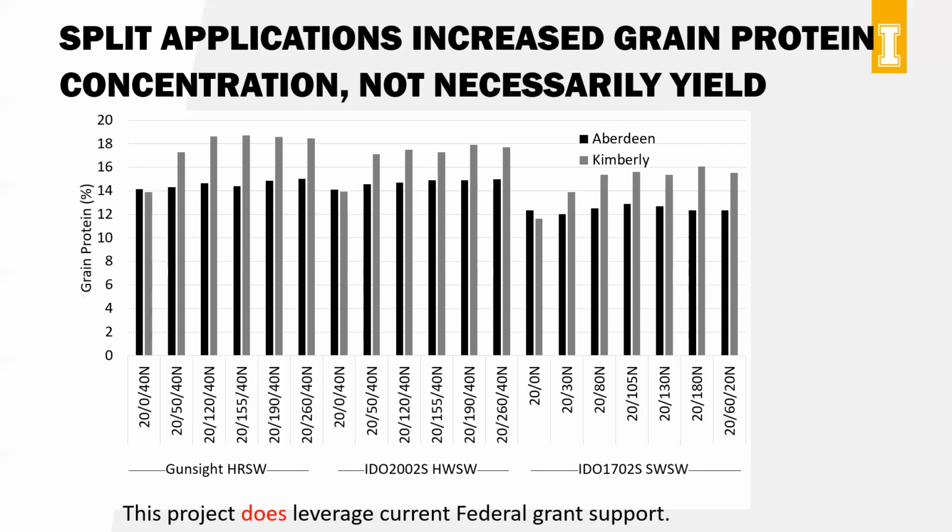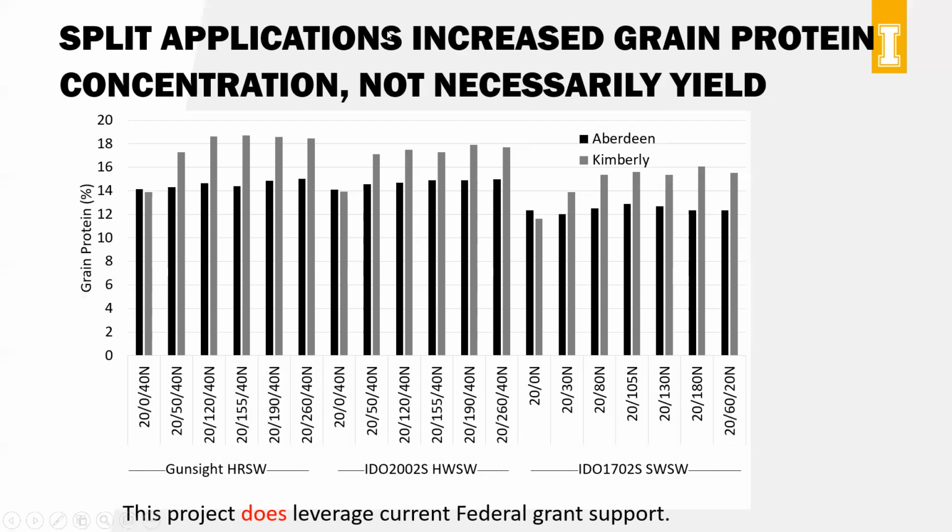At Aberdeen, grain protein increased from 14.5% to 15% for hard red and hard white spring wheat, and from 12 to 12.9% for soft white spring wheat. At Kimberly, grain protein increased from 17.3 to 18.7% for hard red spring wheat, 17.1 to 17.9% for hard white spring wheat, and 13.9 to 16.1% for soft white spring wheat.